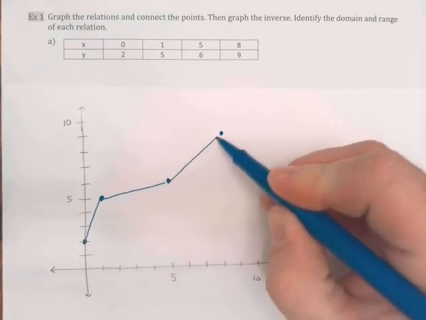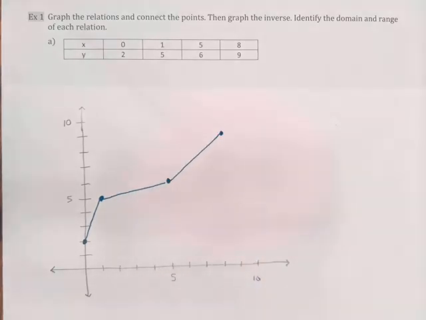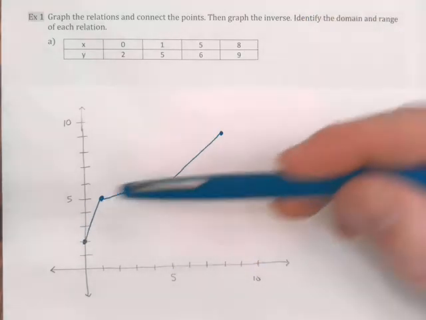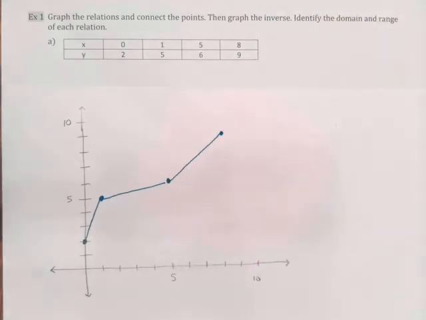We are going to connect each one of those points that we just graphed with a straight line. So our graph of this relation looks like this. In order to determine the inverse, we need to take each one of those x and y coordinates and switch them around.